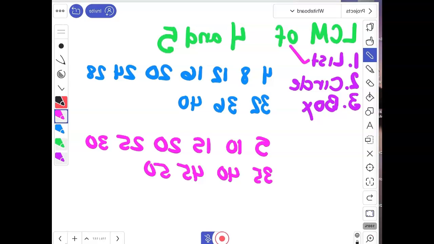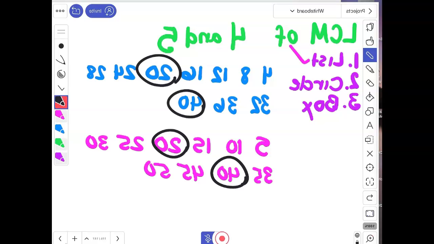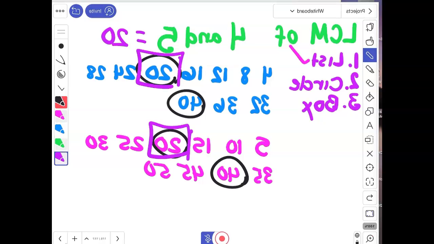I'm sorry, circle. What do they have in common? They both have 20. They both have 40. Which one's the least? 20 is less than 40. So the LCM is 20 because it's the least of the common multiples.